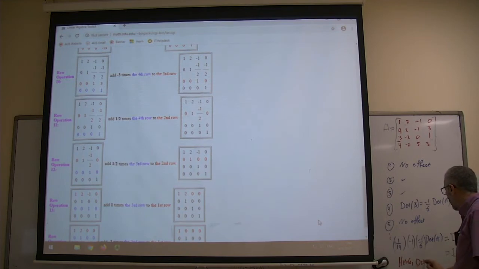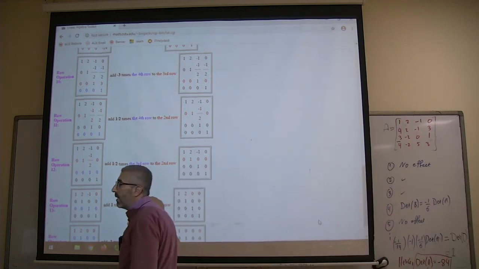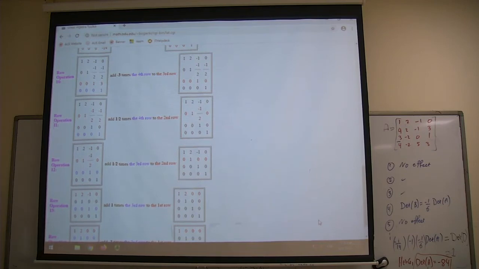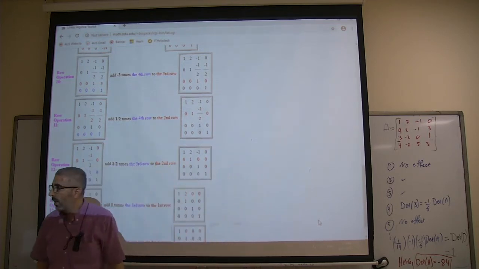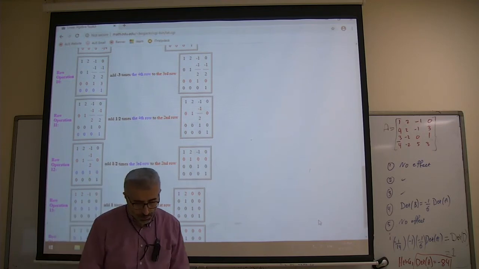So, in this case, hence, determinant of A is what? Negative, negative, negative. So that is going to be 6 times 14, and you have a negative sign. 6 times 14 is 84, and you have a negative sign. So the determinant of your matrix is negative 84. Okay? You just trace your elementary operations, and you see the effect of each one on the determinant.